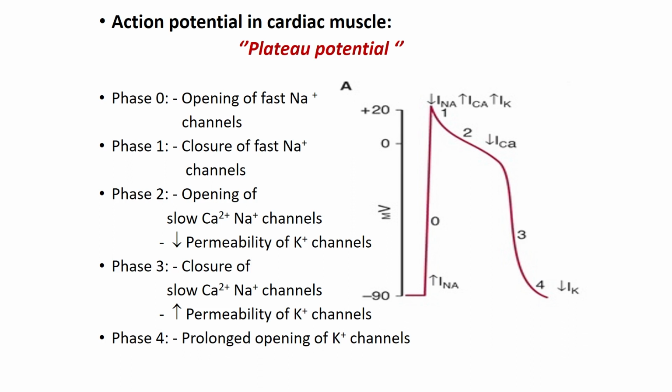In phase 1, there is closure of fast sodium channels. In phase 2, there is opening of slow calcium and sodium channels, and a decrease in the permeability of the potassium channels. So here the plateau is there. Phase 3, closure of slow calcium and sodium channels. It increases the permeability of the potassium channels. In phase 4, prolonged opening of potassium channels is there. It causes the hyperpolarization.